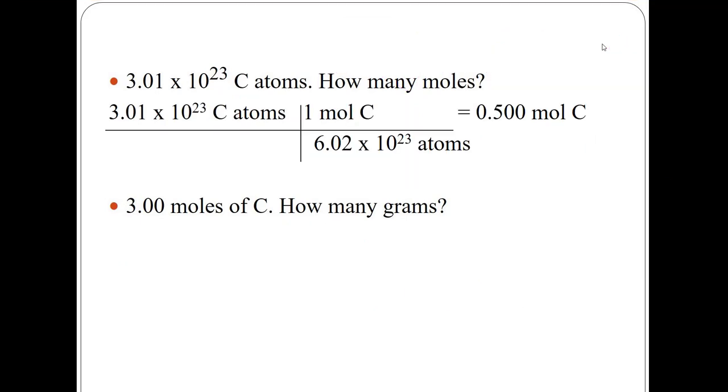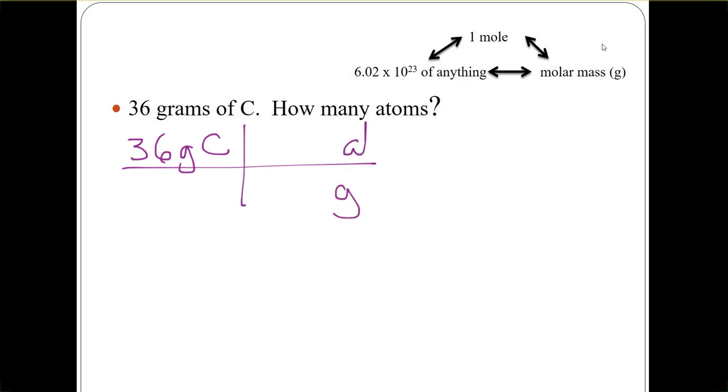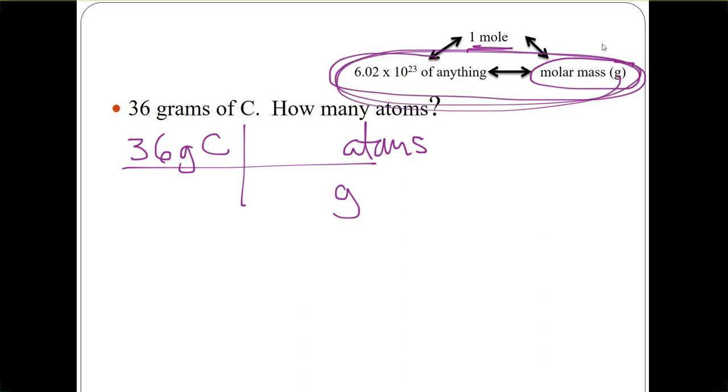Let's do one more example here. So on this one, I'm starting with 36 grams of carbon. I want to cancel out grams, and I want to change it to atoms. So looking at this, I know that I'm in grams, and atoms is not moles, so it's not that one, it's Avogadro's number. So I'm using these 2 bottom amounts. So I have 12.0 grams, again, I get that from the periodic table, is equal to 6.02 times 10 to the 23 atoms. So on this one, I will multiply 36 times 6.02 times 10 to the 23.